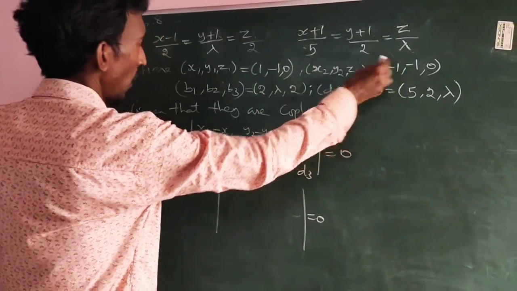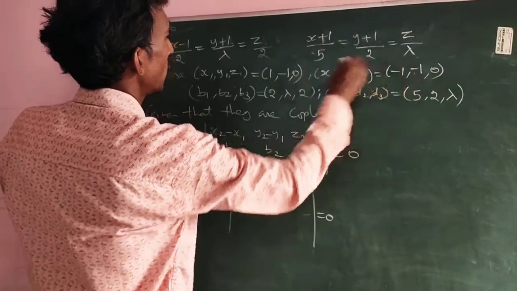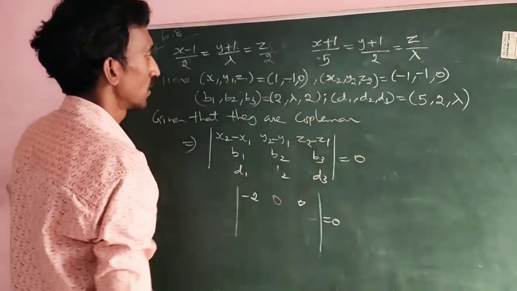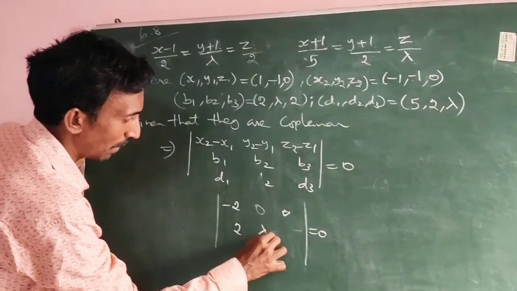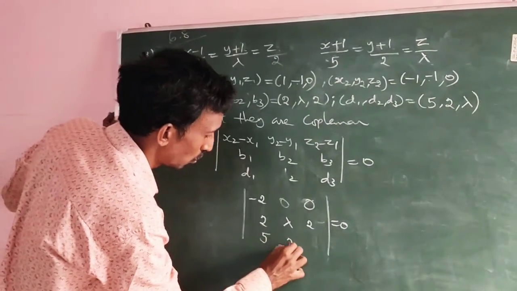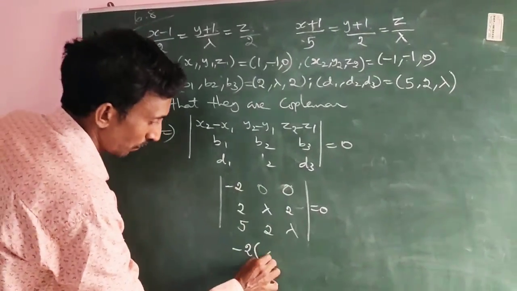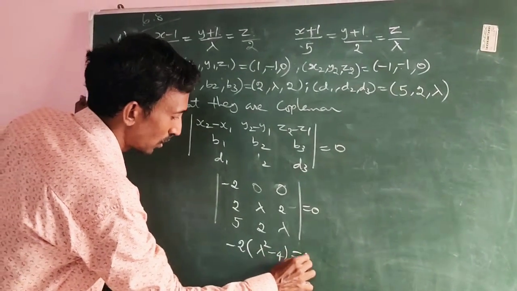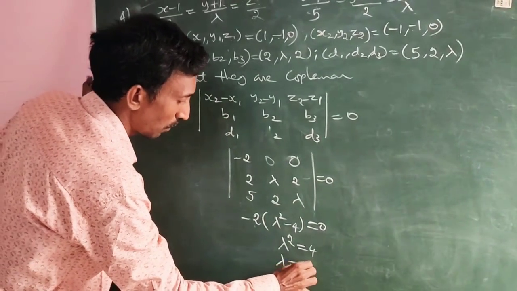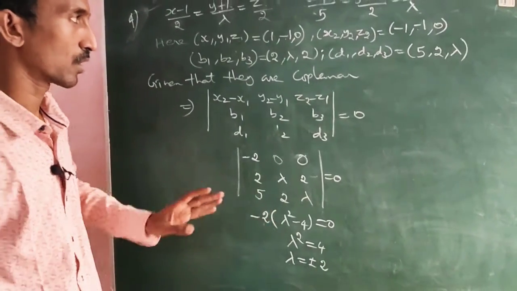So minus 1, here minus 1, we are getting minus 2. So minus 1 plus 1, 0. So the second one is also 0, 0 minus 0. Next 2 lambda 2, and 5 2 lambda. So minus 2 into, delete the row and column, lambda square minus 4 equal to 0, lambda square equal to 4, minus 2 leave that. So lambda equal to plus or minus 2. So lambda may take either plus 2 or minus 2.